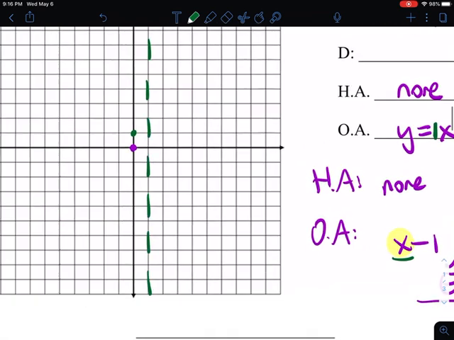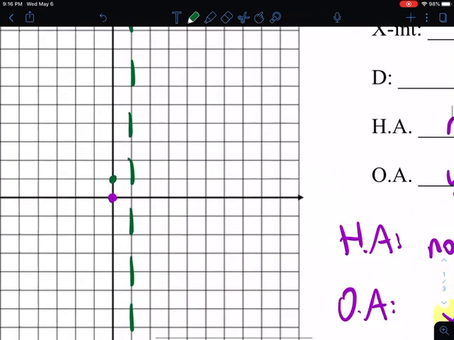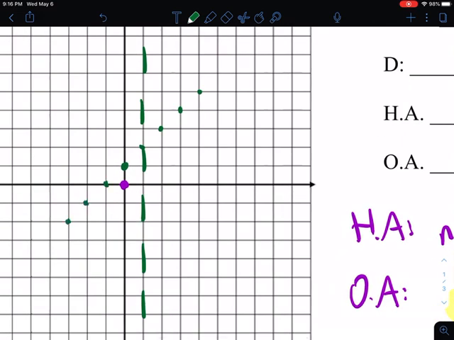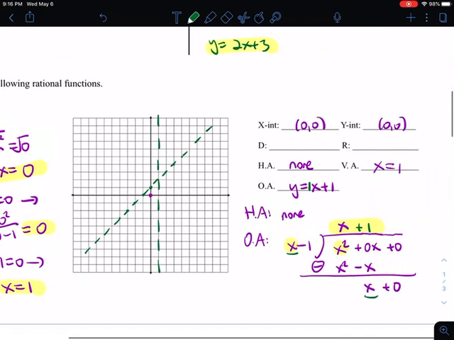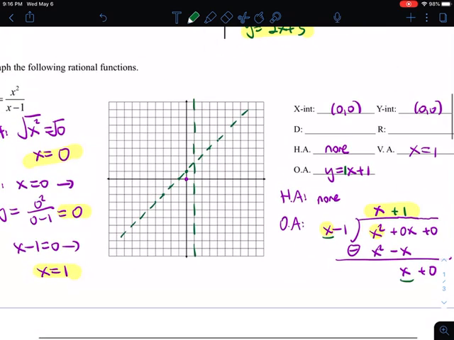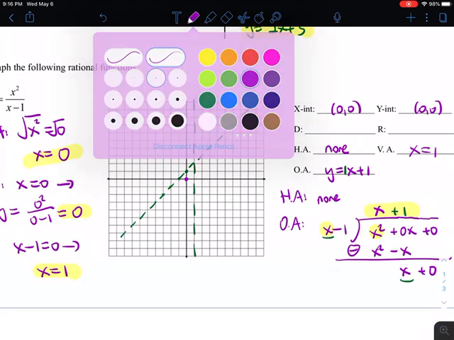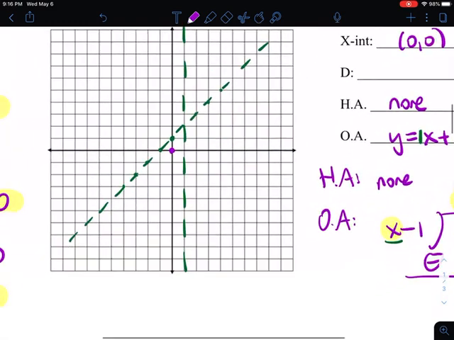And then the slope here is 1. So I'll go up 1, over 1, rise over run. So up 1 over 1, up 1 over 1. Or I can go this way as well. And then again, since this is an asymptote, let me connect these using a dotted line. So something like that. There we go. Okay, so there's my oblique asymptote. And again, once you have all these key features, your graph should be much easier to graph.